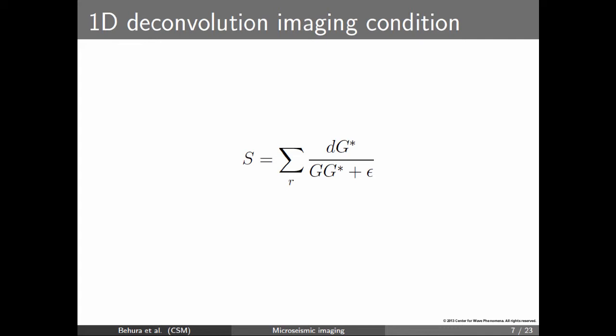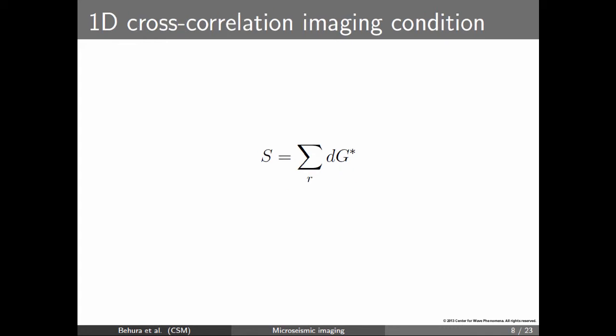For stabilization purposes, we can just get rid of the denominator, which leads us to this 1D cross-correlation imaging condition. And this is actually nothing but reverse time imaging of seismic data, where the data D is convolved with the time reversed Green's function. Again, note that these two imaging conditions are done for each trace independently. And then the source signatures are averaged to obtain a source signature of the microseismicity.